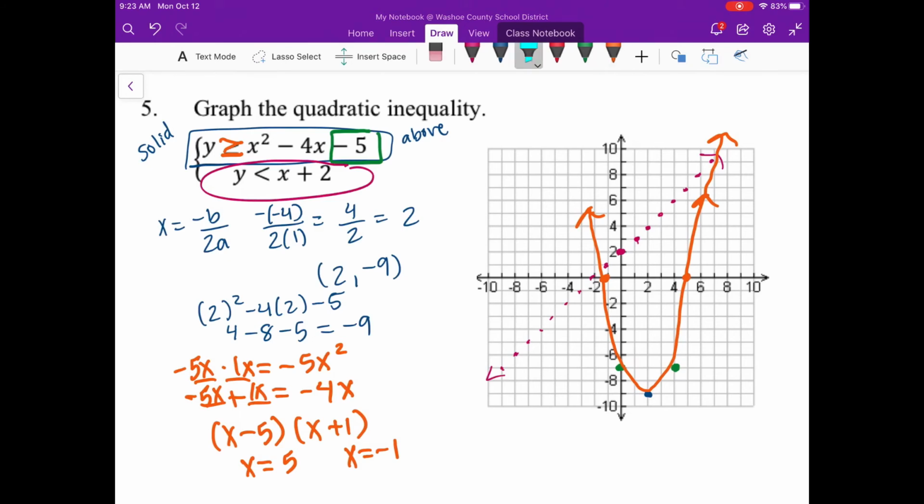So I want to shade above my parabola, so I want to be somewhere in here, but this tells me I want to be below my line. So above my parabola, below my line, I am within right here. So this is where I want my shading to be in order to satisfy both greater than my quadratic but less than my linear function.